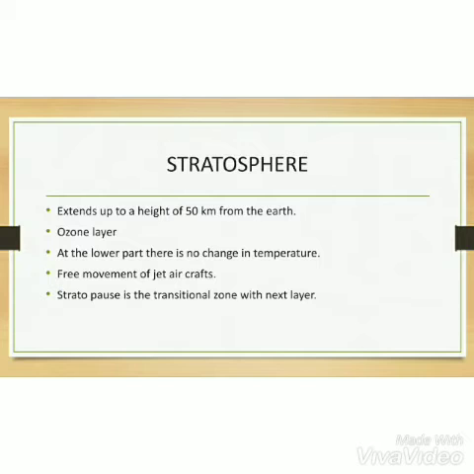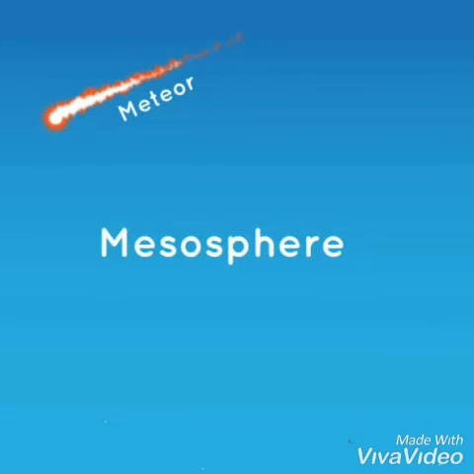The ozone layer, which forms part of this layer, absorbs the harmful ultraviolet rays from the sun and prevents them from reaching the Earth. The stratosphere also allows the free movement of jet aircraft through clear atmospheric conditions and absence of air gutters. The transition zone above the stratosphere is called stratopause.